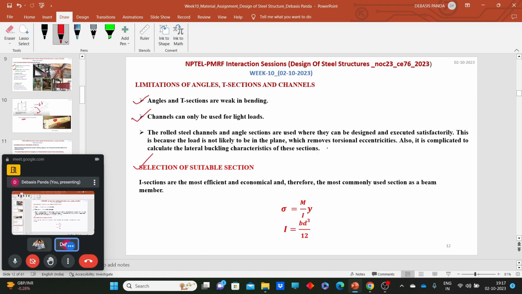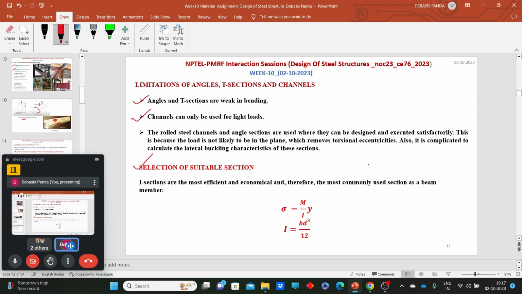One more thing: for I and channel sections, for calculation purposes, it is difficult to calculate the different portions, like what should be the moment of inertia for these sections, and also the different kinds of buckling characteristics for them. These sections are a little complicated to calculate.